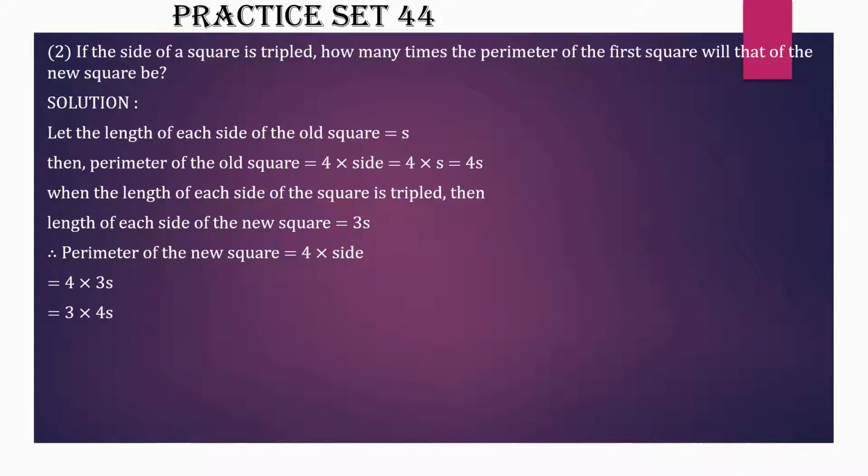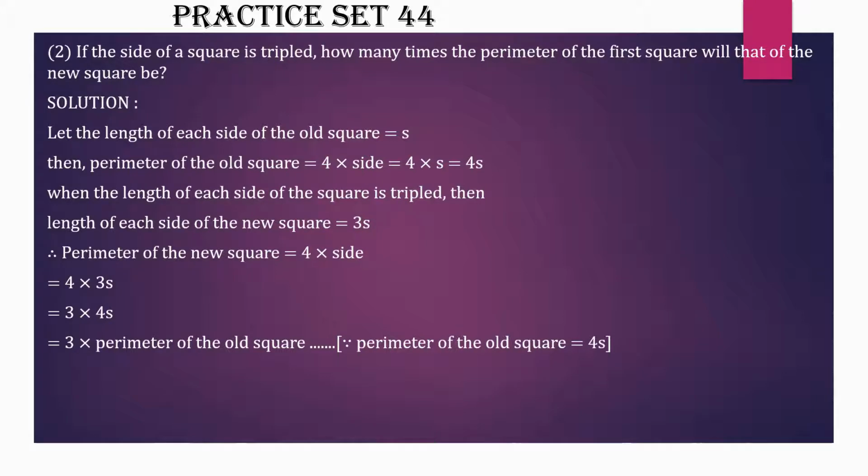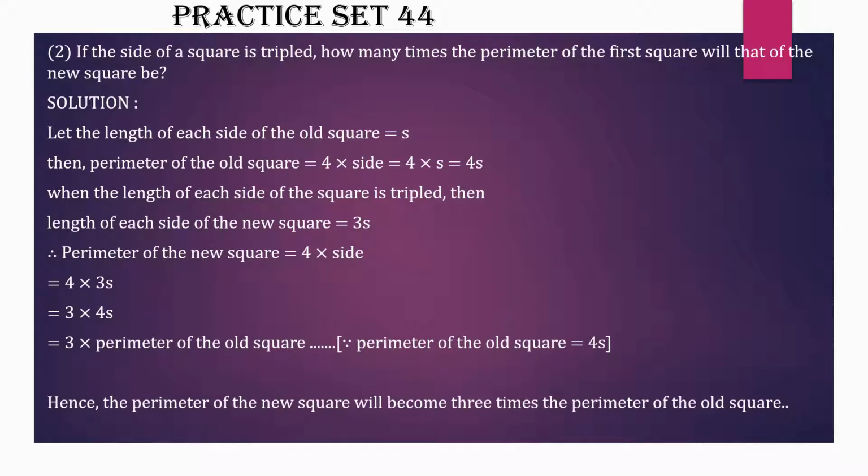4 into 3S can also be written as 3 into 4S. And instead of 4S, we can substitute the perimeter of the old square. So we will have 3 into the perimeter of the old square, since the perimeter of the old square is 4S. Hence, the perimeter of the new square will become 3 times the perimeter of the old square.